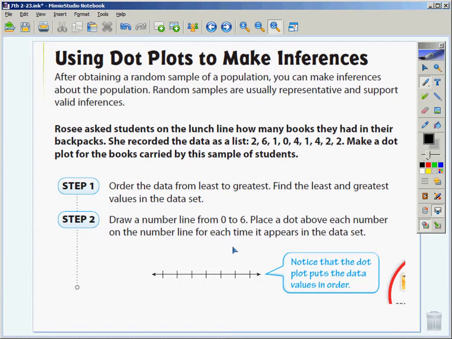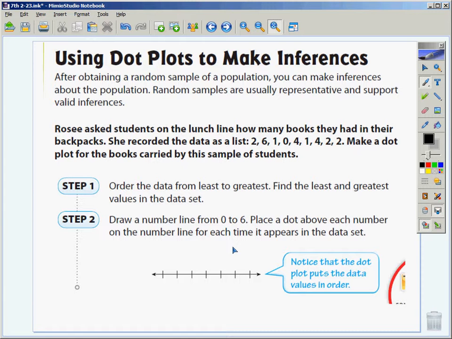Okay. Today we're going to talk about using dot plots and using a box plot, sometimes called a box and whisker plot, to make an inference, to make a judgment or an educated guess about a group of statistical things that has been gathered. Okay?